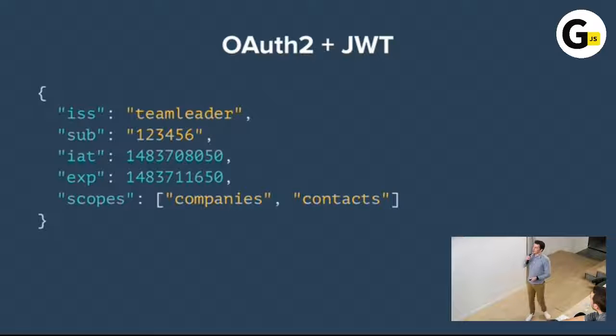So we have the issuer, whoever we got this access token from, Team Leader in this case. We know the subject, who it was issued to, so the user that completed this flow. We have information about when this access token was issued and when it will expire. We also know what scopes were requested in this flow, so we can easily check, okay, do you have access to this data or don't you?